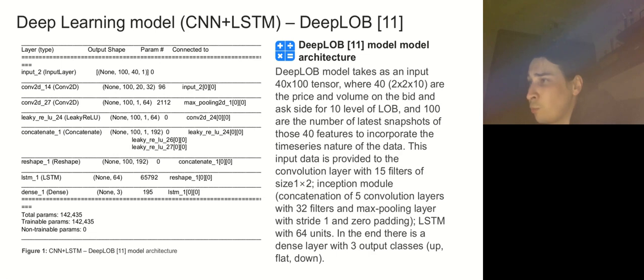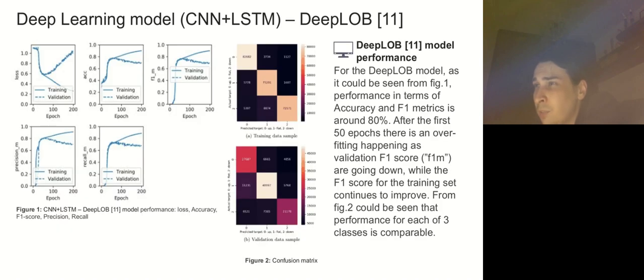After that, LSTM with 64 neurons and a dense layer with three output classes: up, flat, down. So this model actually demonstrates very strong performance already. You see it's an F1 score in excess of 80%, accuracy also in excess of 80%.